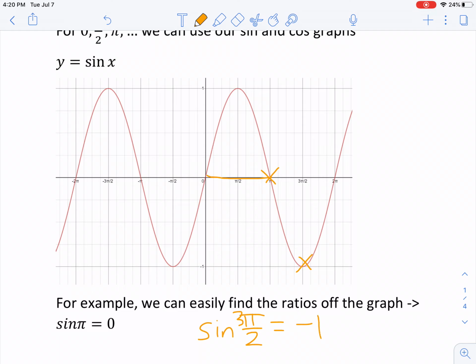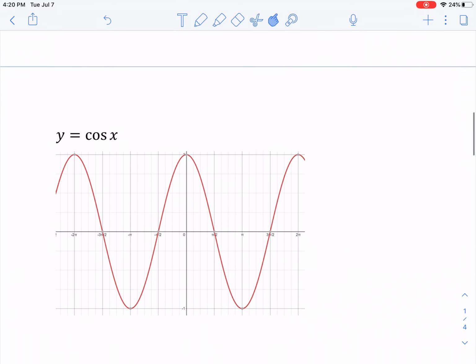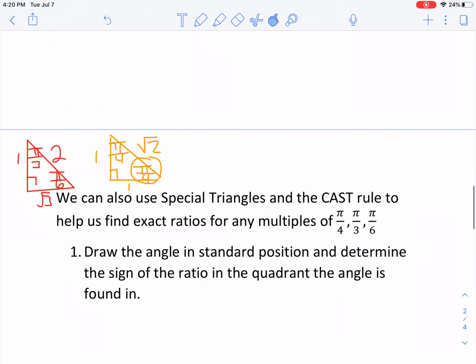So even though you're outside the first quadrant, if you have values like 0, pi by 2, pi, 3 pi by 2, 2 pi, etc., you are using your sine and cos graph to find the ratios. Same goes for cosine. If, however, you are looking for any of the multiples of pi by 4, pi by 3, or pi by 6, you will be using your special triangles.